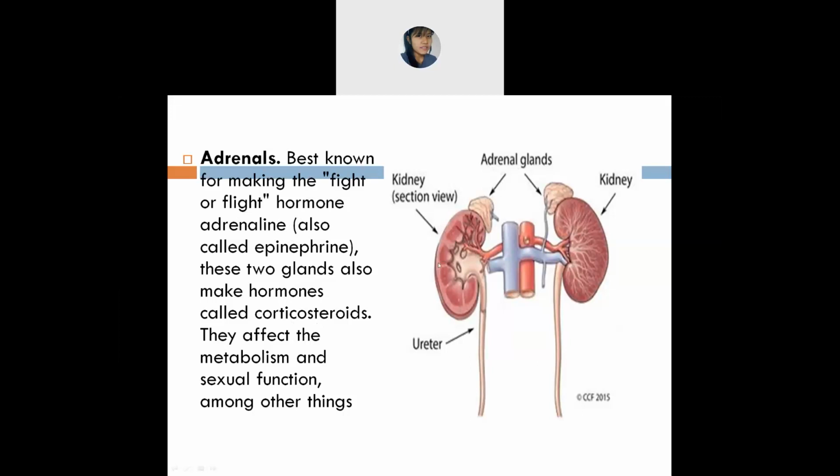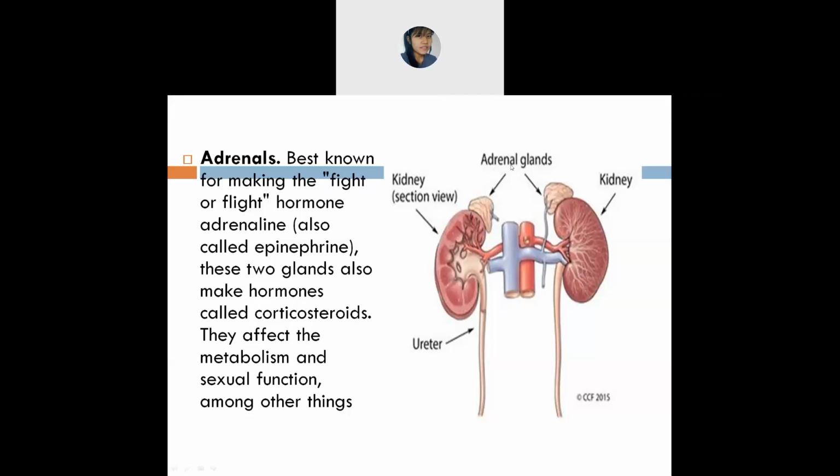And these corticosteroids, what will they do? They affect the metabolism and sexual function, among other things. They are responsible for metabolism as well as sexual function, and also other things. Did you understand the adrenal glands?